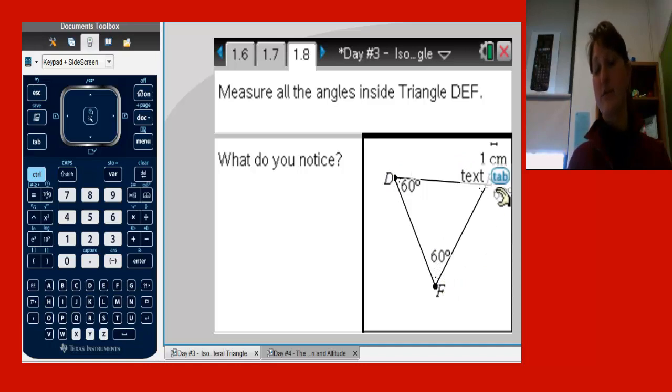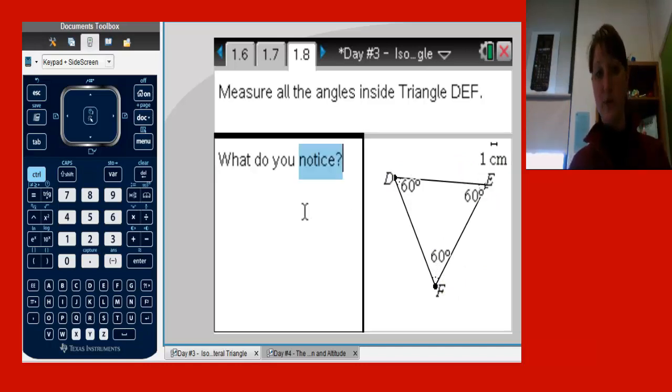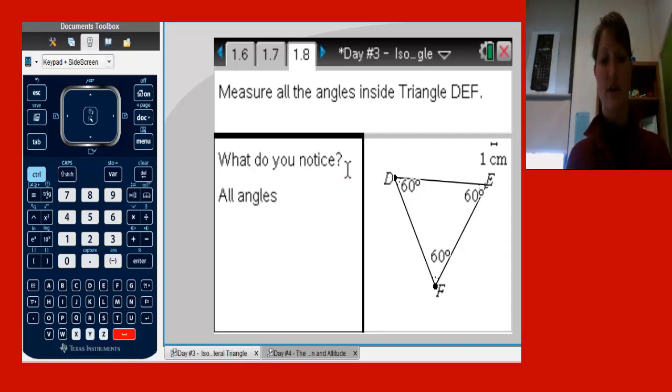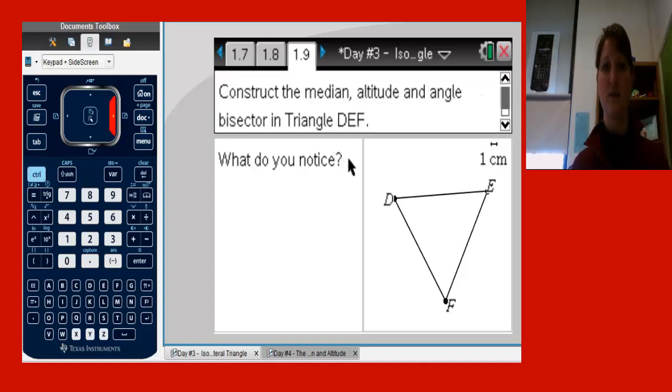So again, all three of those angles turn out to be equal. So what do we notice? All angles are equal, and they are all 60 degrees. Again, every single time you have an equilateral or equiangular triangle, all three angles inside of that will always be 60 degrees. Each one will be 60 degrees.